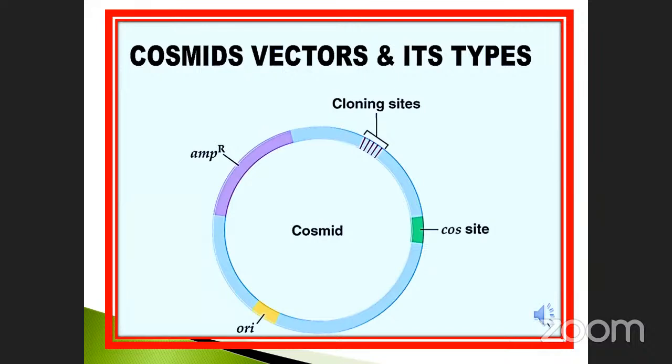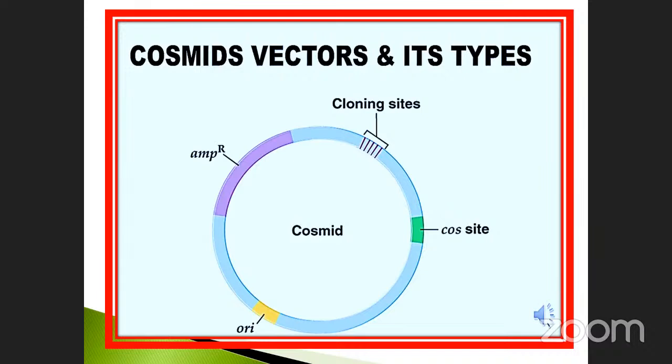Cosmid vectors are its types. So this is considered a cosmid vector. Already we studied, there are two sites here: one is called the ori site and the other the cos site. The ori is obtained from where? From the bacteria, and the cos site is obtained from the lambda phage.